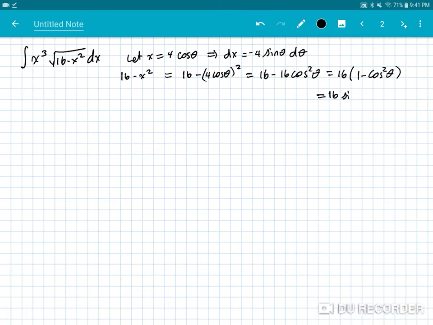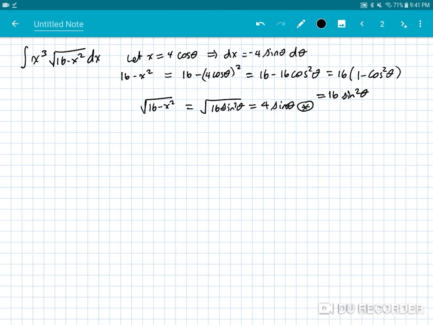16 sine squared theta. So, taking the square root of 16 minus x squared is the same thing as taking the square root of 16 sine squared theta, which gives us 4 sine theta. I will use that later, so I'm going to save it.